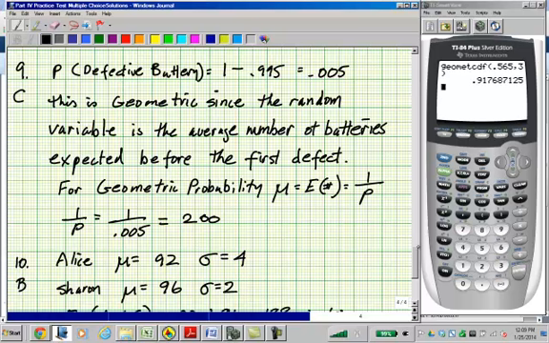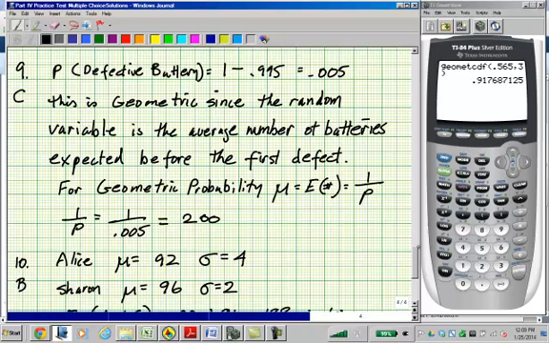The probability is going to stay the same from battery to battery, and we'll consider them to be independent of each other. Now, it's geometric since the random variable is the average number of batteries expected before the first defect. That's the definition of geometric. The geometric mean, or the expected number of batteries you got to look at, is 1 over the probability of a defective battery. In other words, it's 1 over the probability of whatever event you're waiting to happen for the first time.